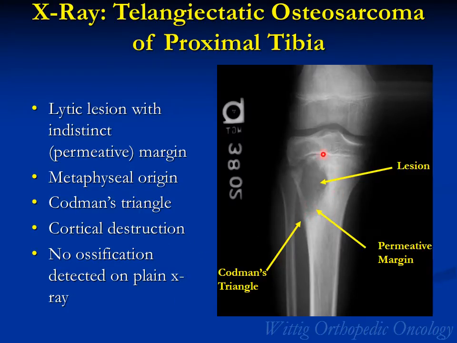Here's an X-ray of a telangiectatic osteosarcoma of the proximal tibia. A large lytic lesion in the proximal tibia. It's very permeative in nature. You really can't make out exactly where this tumor starts and ends. There's some sclerotic or ossified areas over here. It may transgress the growth plate. The most worrisome feature here is a Codman's triangle. That should draw your attention to this being malignant, most of all. And there appears to be a soft tissue component of the tumor.